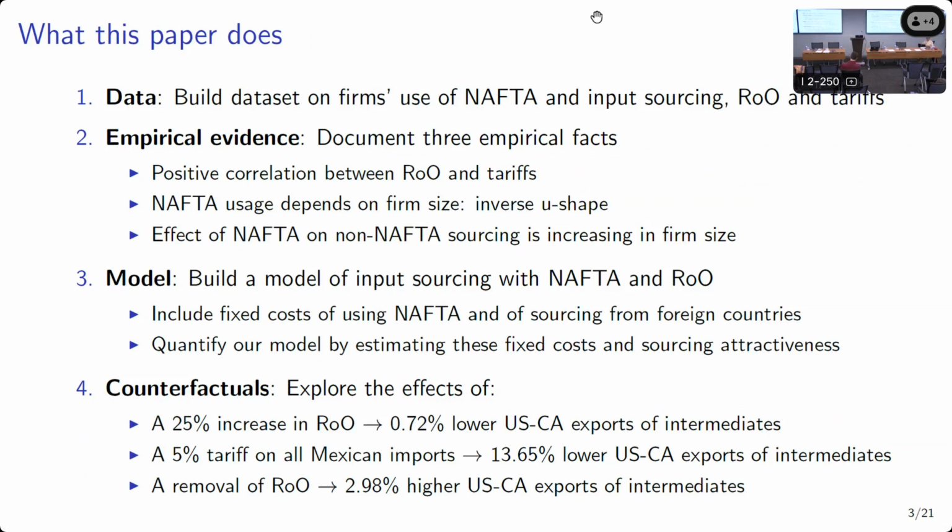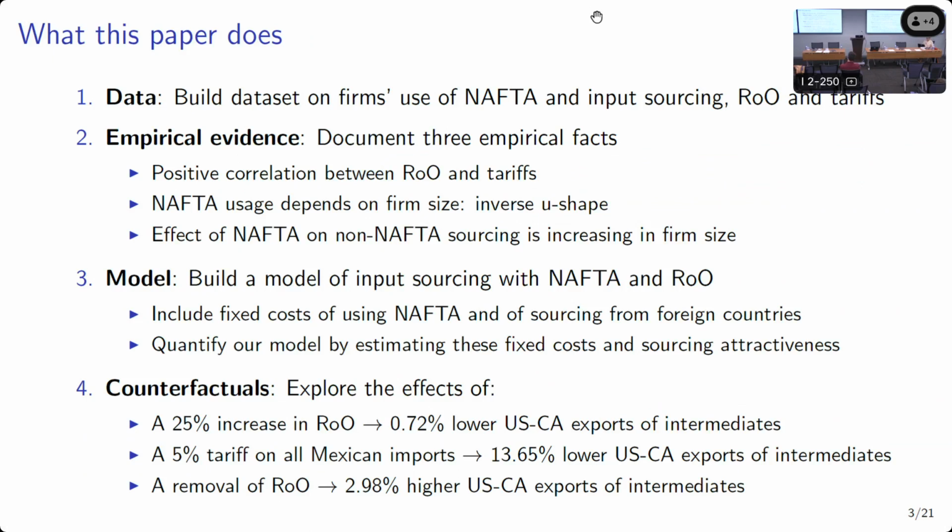With these empirical facts, we rationalize them using a model of input sourcing and include in this model the choice of using the free trade agreement and rules of origin. We include fixed costs of using the free trade agreement and fixed costs of being able to source intermediates from foreign countries.